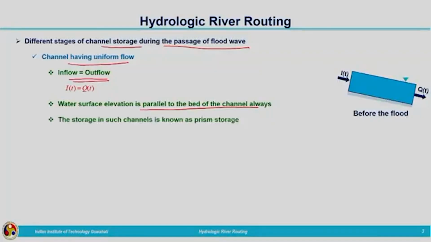In the case of uniform flow condition, this inflow and outflow are equal. So, it can be represented by means of this figure. This is represented by prism storage. So, this can be assumed to be similar to that of a reservoir case. In the case of level pool routing related to reservoir routing, we are assuming the storage is directly proportional to outflow. That is, invariable storage function is considered. The same condition is applicable here in this case of uniform flow, in which inflow is equal to outflow. The storage is represented by prism storage.